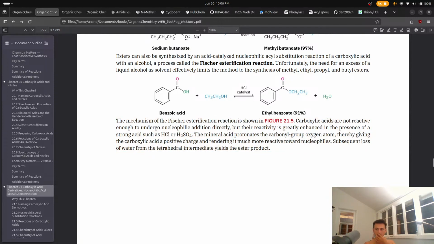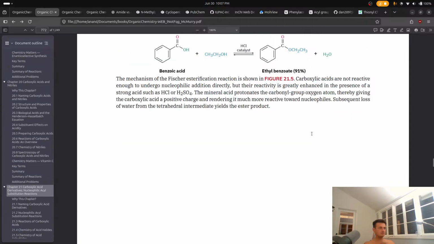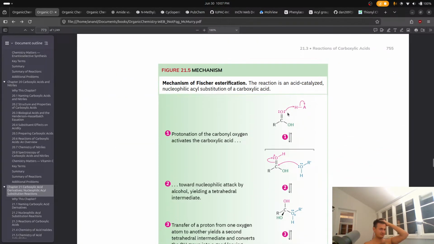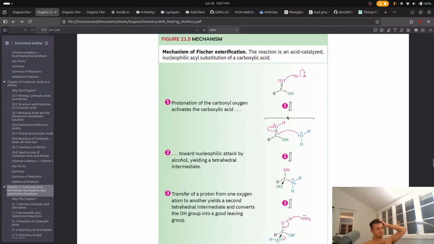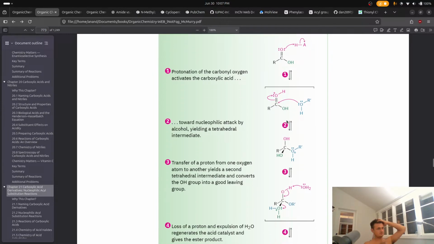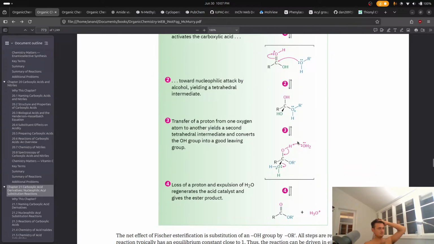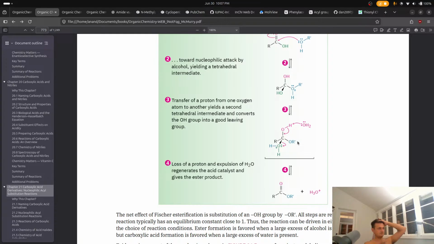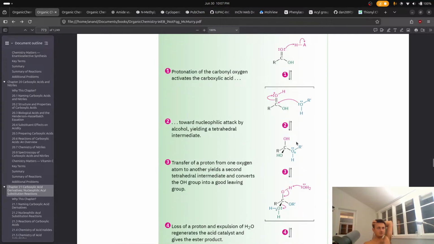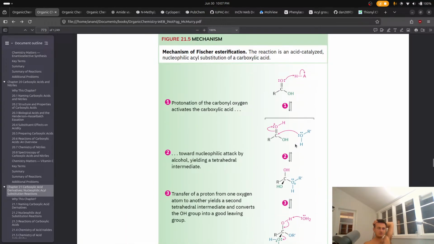Okay, all right. So that's a pretty good 3 hours. I probably got 2.5 hours of studying then. So Fischer esterification, it's really short. I remember drawing way more steps for this.